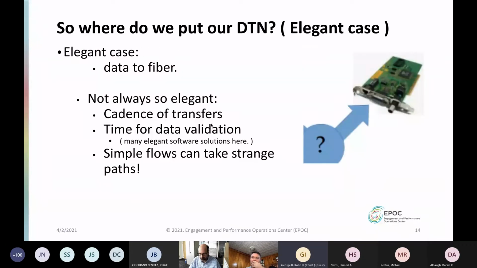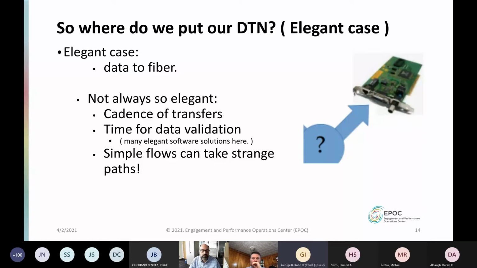Let's talk about the elegant case, data to fiber. It's not always elegant. There's cadence of transfers. Is it going once a second, once a minute, once a day, once a year? How often does that data come in? Is there time for data validation? Are you doing garbage in, garbage out?